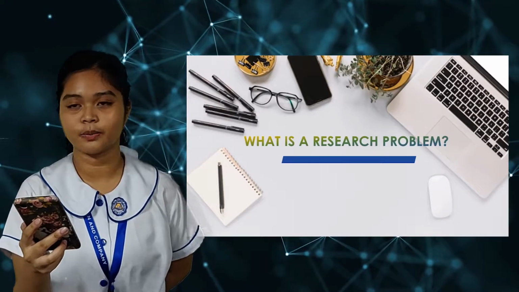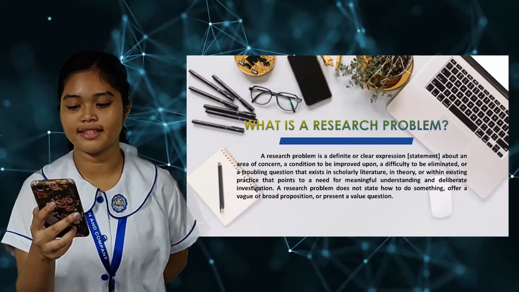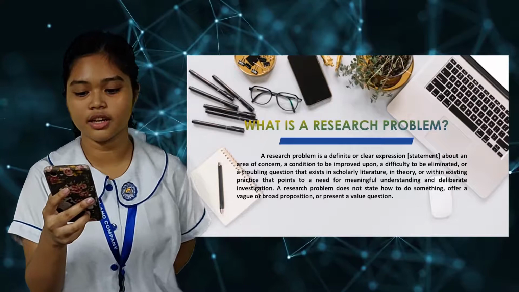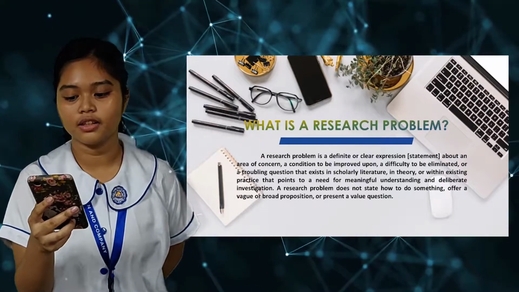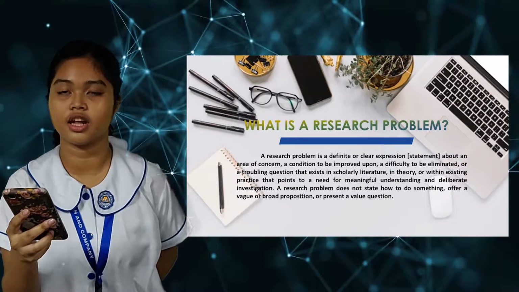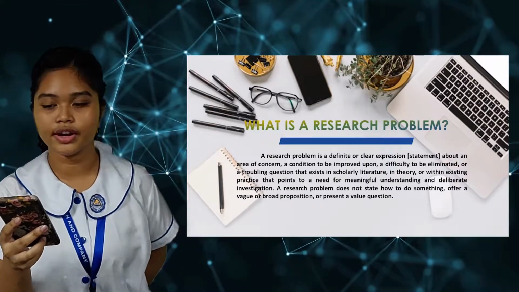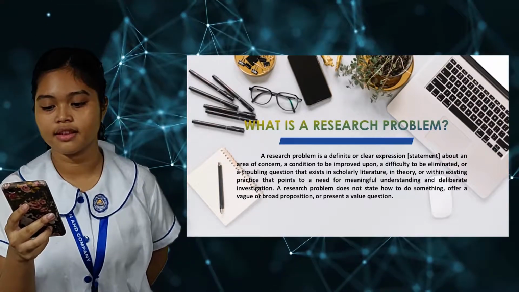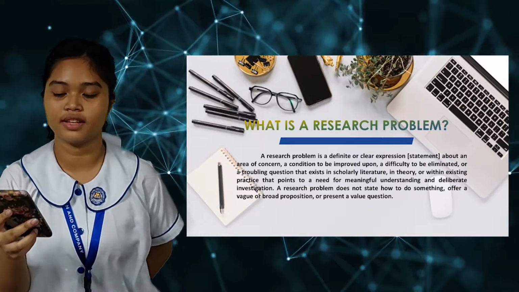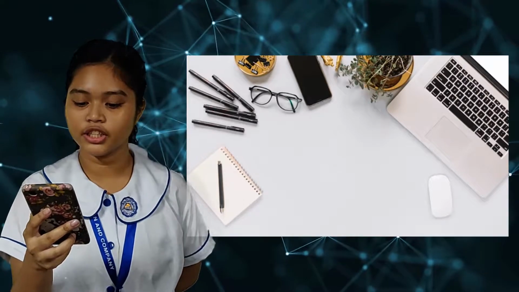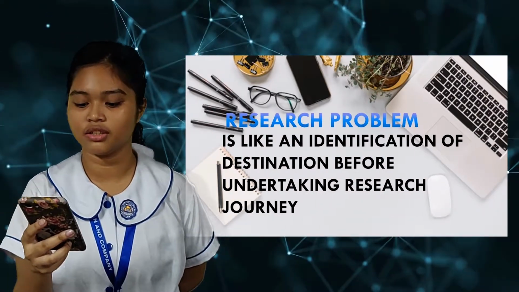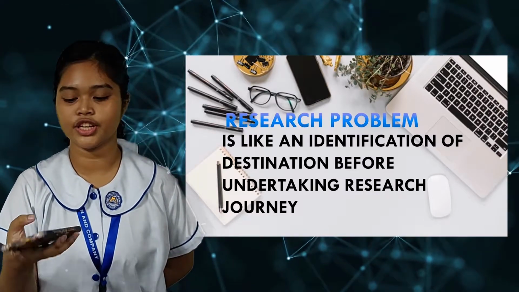What is a research problem? A research problem is a definite or clear expression about an area of concern, a condition to be improved upon, a difficulty to be eliminated, or a troubling question that exists in scholarly literature, in theory, or within existing practice that points to a need for meaningful understanding and deliberate investigation. Research is like an identification of destinations before undertaking a research journey.